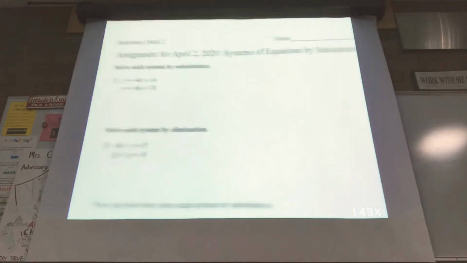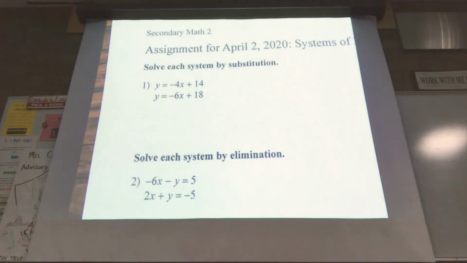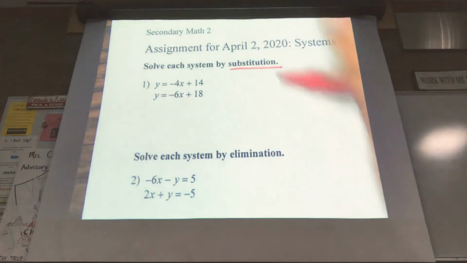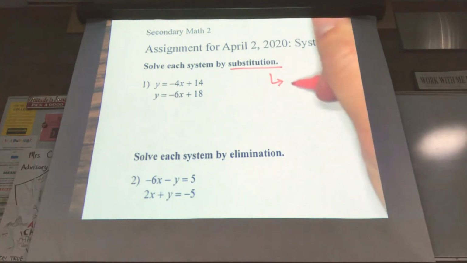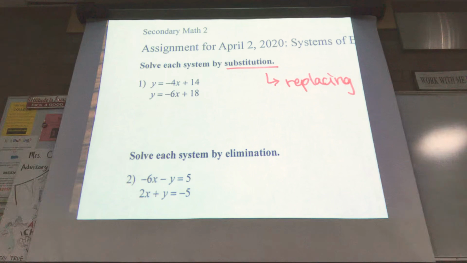Number one is telling us that we need to solve this system by substitution. Okay, substitution, think if I were gone, replaced with something. There would be someone taking my place. Okay, we're substituting something in.